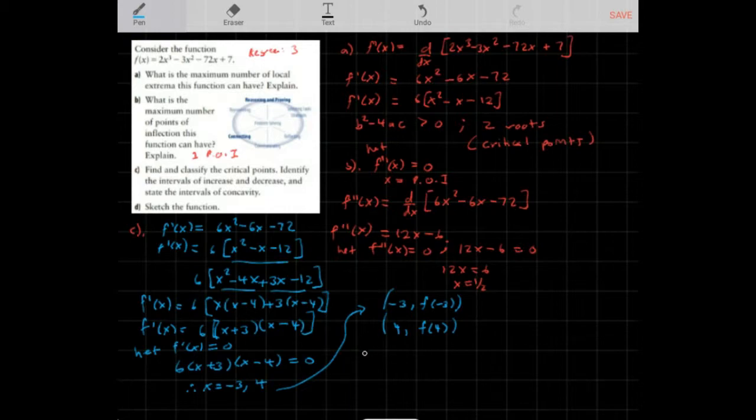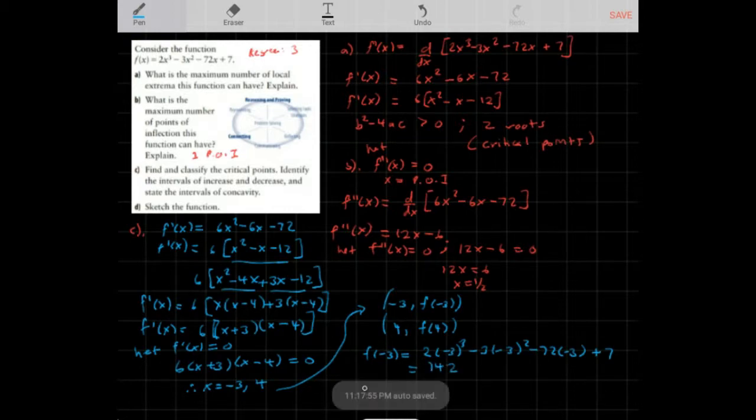And in this case, f of -3, if I plug this into my function, you should get 2 times -3 cubed minus 3 times -3 squared minus 72 times -3 plus 7. So if I punch this in my calculator, I'll get 142. I'm going to do the same thing for f of 4. So that's going to give me -201. Okay, so my points here are -3 and 142.